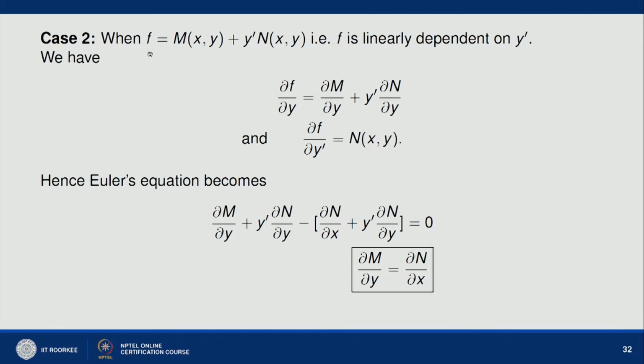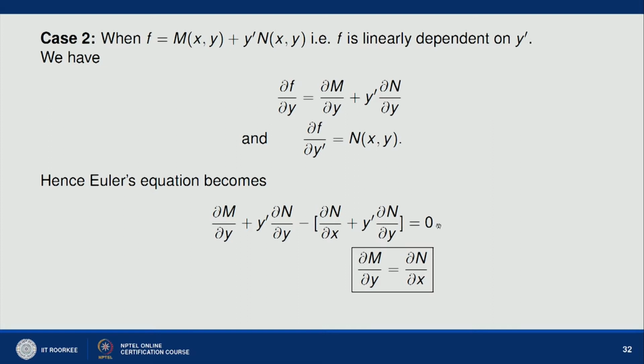So in this case, if you find Euler's equation, then calculating del f by del y, it is nothing but del m by del y plus y dash del n by del y. And del f by del y dash is calculated as n of x, y. So the Euler equation is del f by del y minus d dx of del f by del y dash. So del f by del y is del m by del y plus y dash del n by del y, minus d dx of n of x, y. So d dx of n of x, y will be del n by del x plus y dash del n by del y.